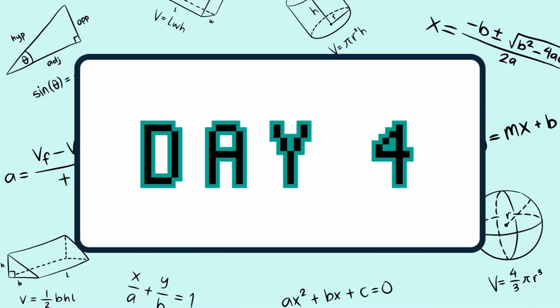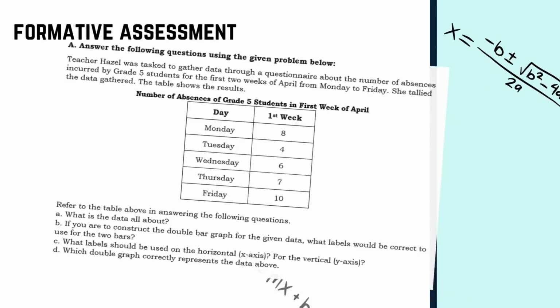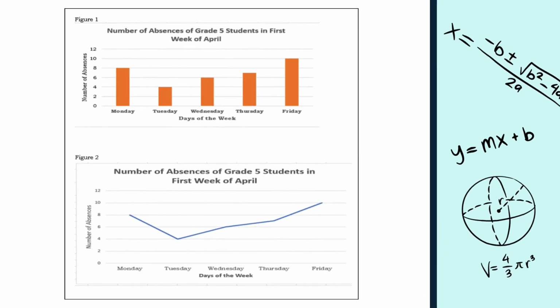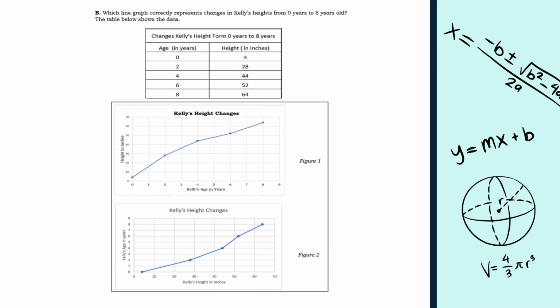For day 4, we have our learners' takeaways and our formative assessment. So what did you learn? And what is your reflection on learning? And the last part will be your formative assessment. So we have, I think, A and B for your formative assessment. Choose between figure 1 and figure 2. This is for letter B.